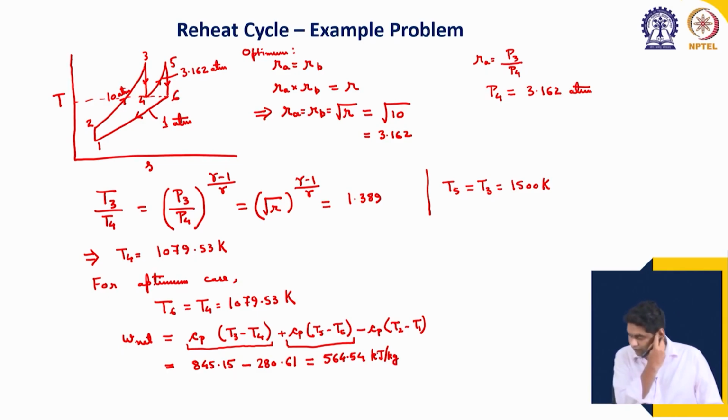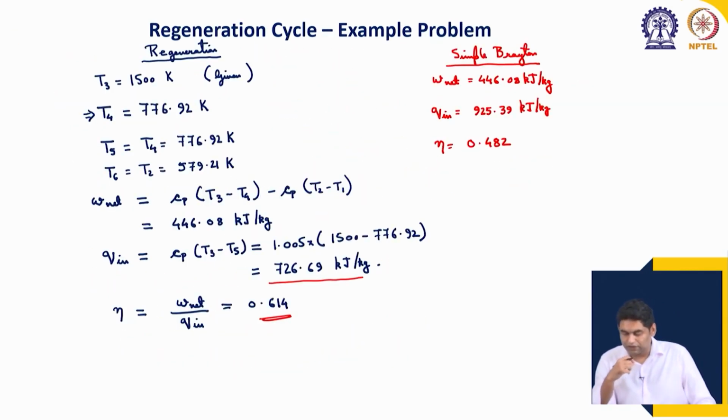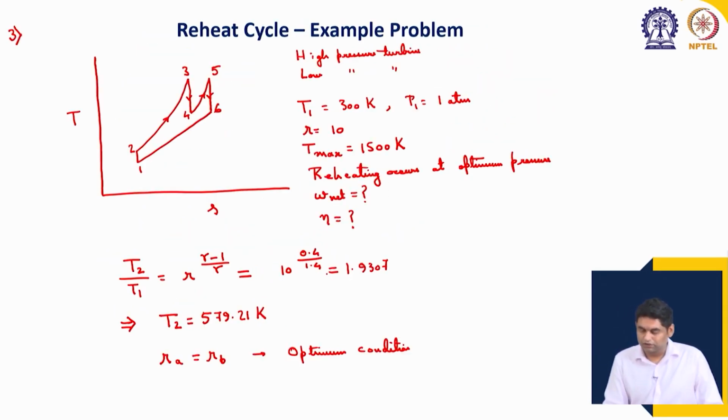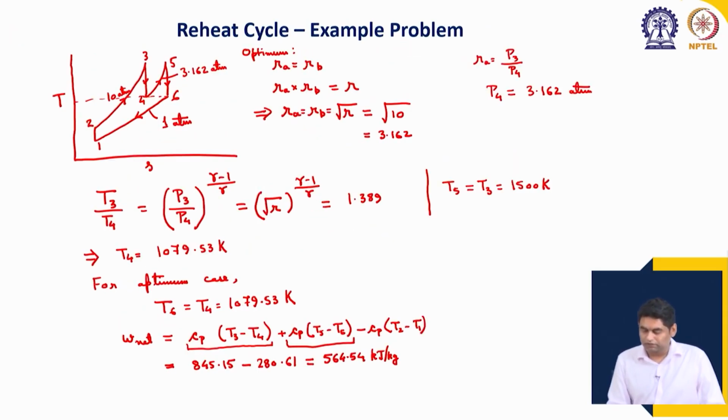How does it compare with the previous cases? In both previous cases the net work output was the same, 446.08 kilojoule per kg. Now, instead of that we have 564.54. This has considerably increased, a 20-25% increase has occurred. But we will see that heat addition also increases, right.